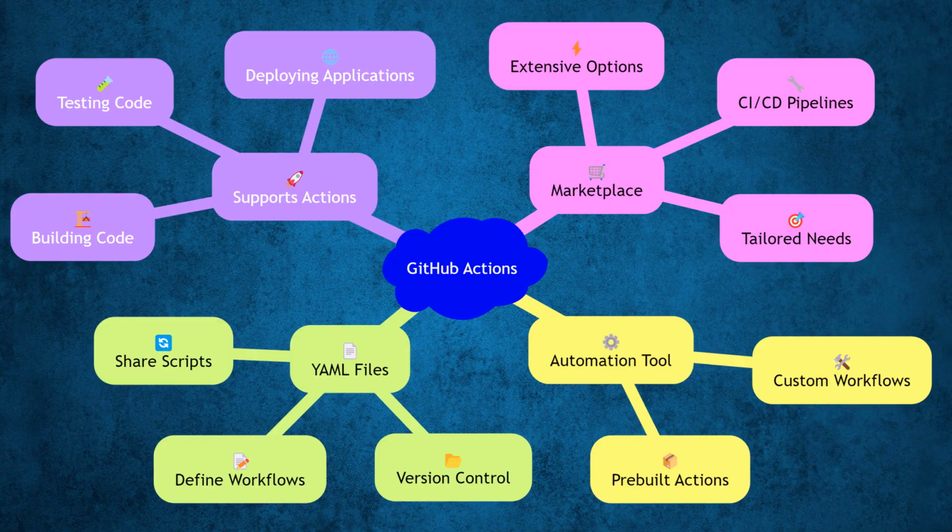GitHub Actions is a powerful automation tool integrated into GitHub, allowing developers to create custom workflows for their projects. It supports a wide range of actions, from building and testing code to deploying applications. GitHub Actions uses YAML files to define workflows, making it easy to version control and share automation scripts. With its extensive marketplace of pre-built actions, developers can quickly set up complex CI/CD pipelines tailored to their specific needs.